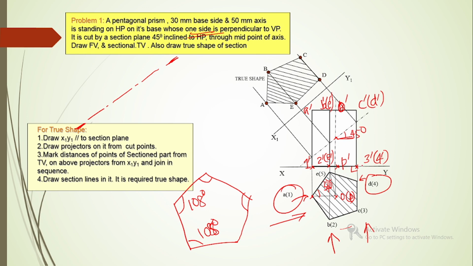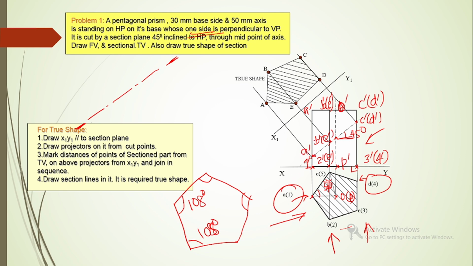Here in the case of this particular question, we can represent that 45 degree as the angle between the section plane and XY line. Then we will get different points, which are the intersecting points of this section plane and vertical edges, and those points we can represent by using the same notation. This point will become C dash and D dash, and this point will become B dash and E dash, and this point will become A dash.